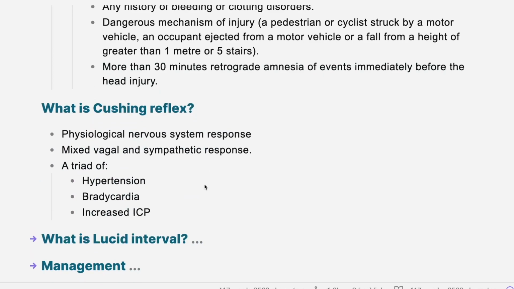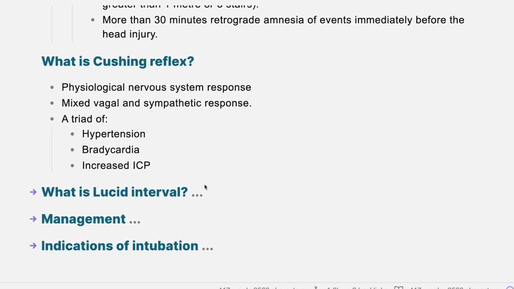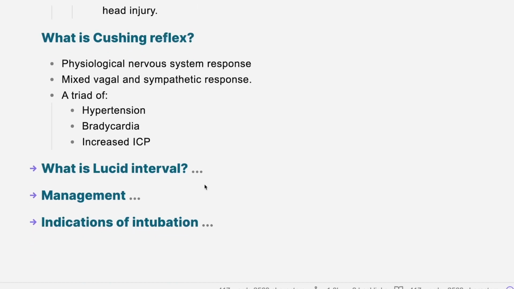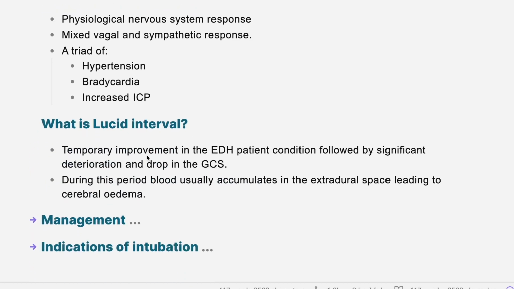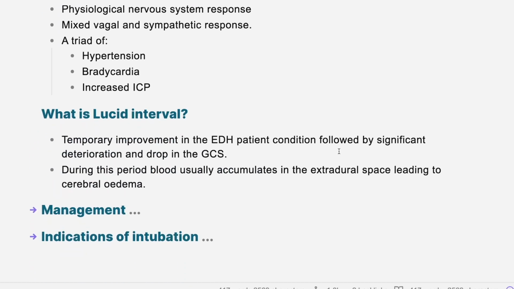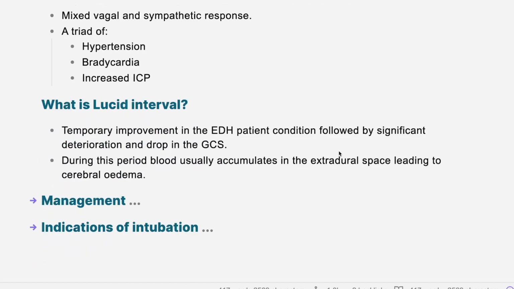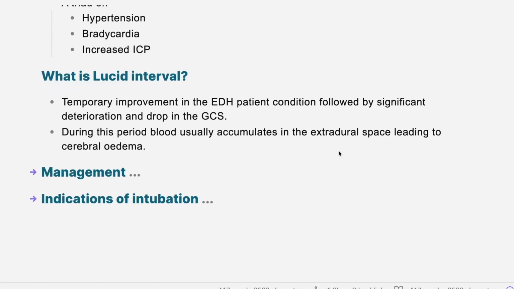What is lucid interval? It's a temporary improvement in the patient's neurological status, specifically in those patients with epidural hematoma, and this will be followed by a sudden drop of the GCS. As you can see here, this is a temporary improvement in the epidural hematoma patient's condition. We're talking here about the neurological condition as explained.